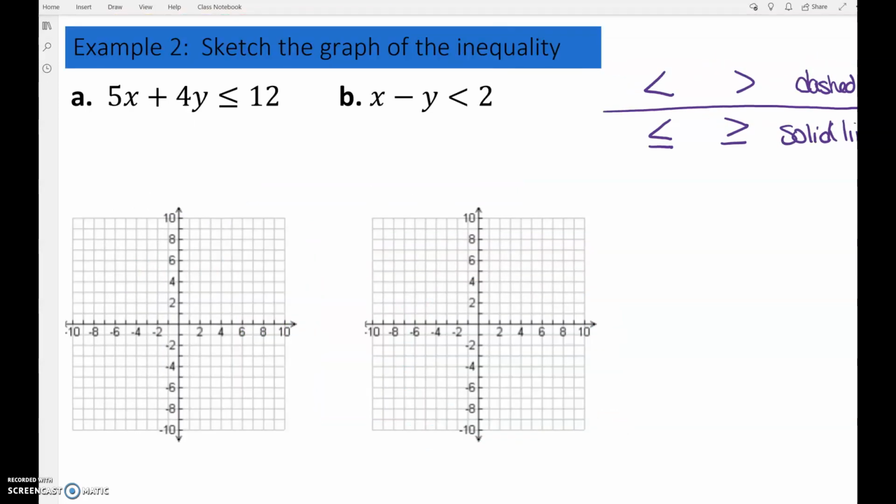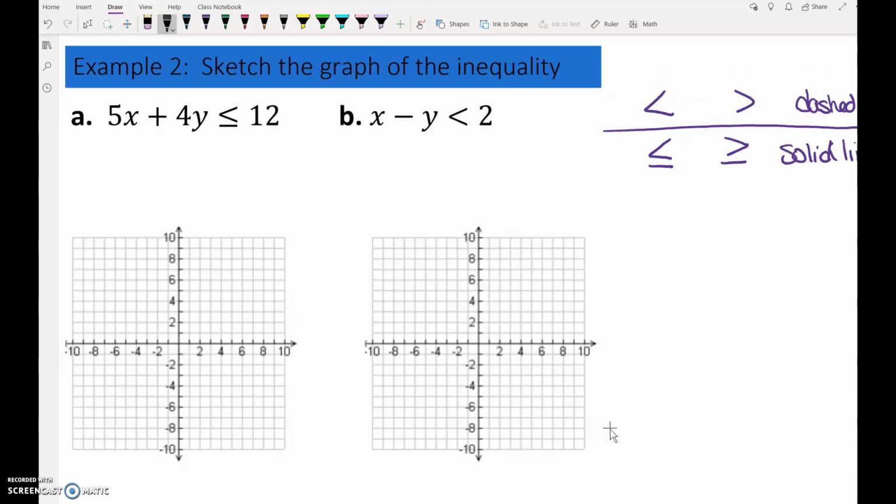In example 2, we're going to have to do a little bit of work before we're ready to graph these. We really want to get these equations to look like y equals mx plus b before we try to graph them. I just totally didn't write that correctly. So if we want to get it to look like y equals mx plus b, what do we need to do first?